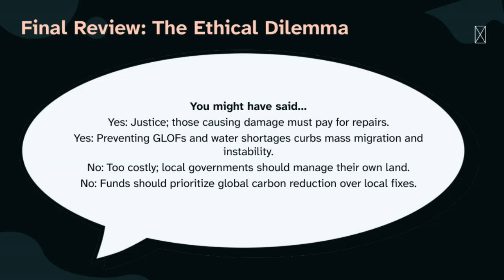You might have said yes, because those who caused the most damage should help pay for repairs. You might also have said yes, because preventing floods, water shortages, and instability helps the wider world. You might have said no because it could be too costly, or because local governments should manage their own land. You might also have said that reducing emissions globally is more important than paying for local fixes. The strongest answers are balanced. They recognize that local management is important, but that long-term protection depends on reducing greenhouse gas emissions.